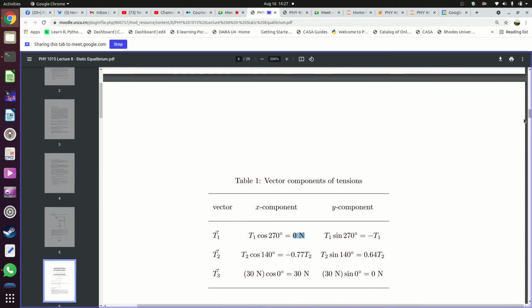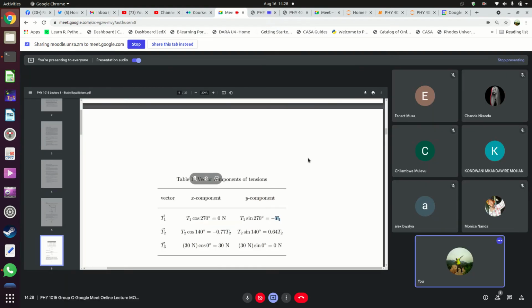Are we clear? T1 is whatever T1 is, the unknown value of T1, fine. Whatever T1 is multiplied by cos 270 is going to give you 0 newtons. Then T1 sine 270, sine 270 is minus 1, so you're going to end up with minus T1. Is that clear? I need a response. Yes, sir, it's clear. Okay.